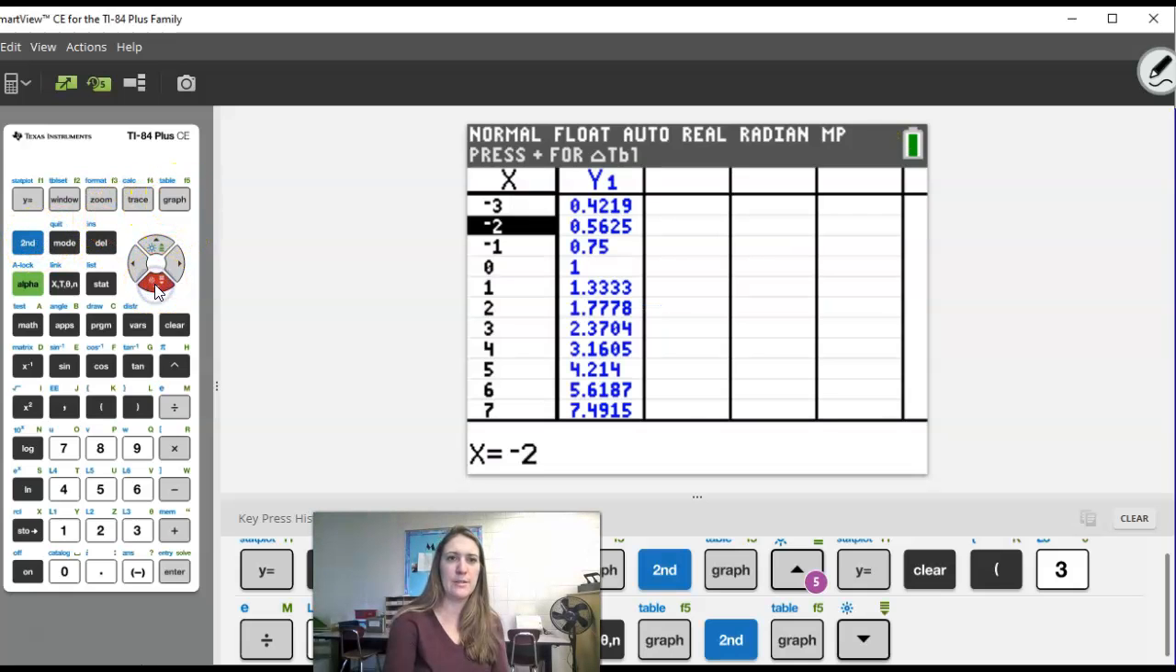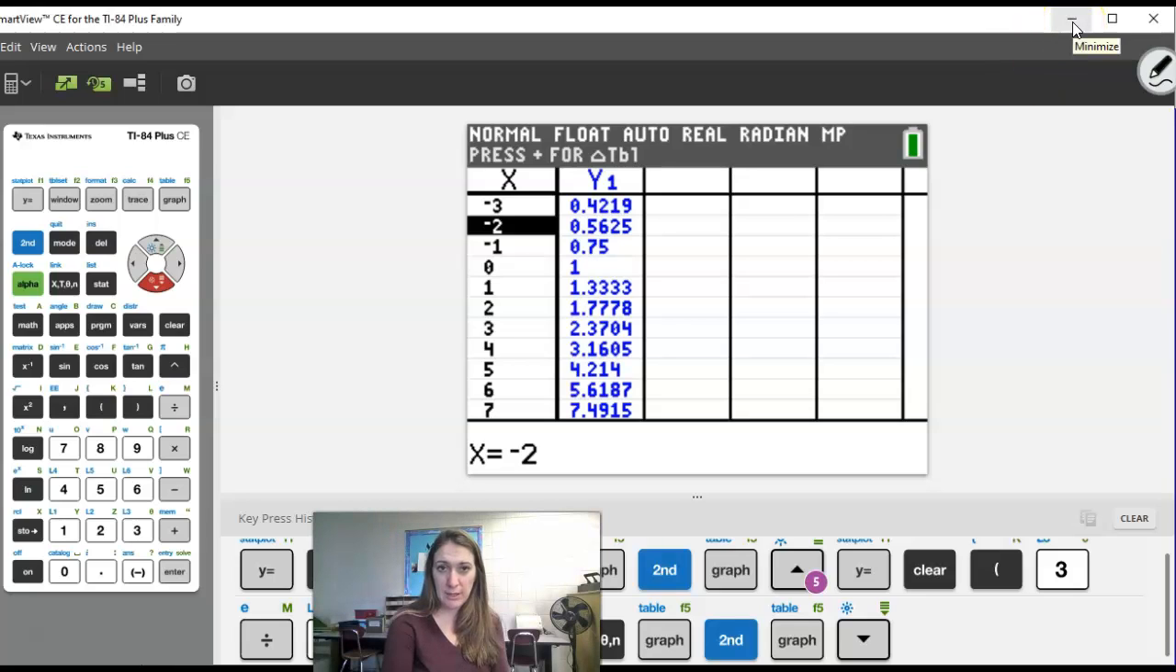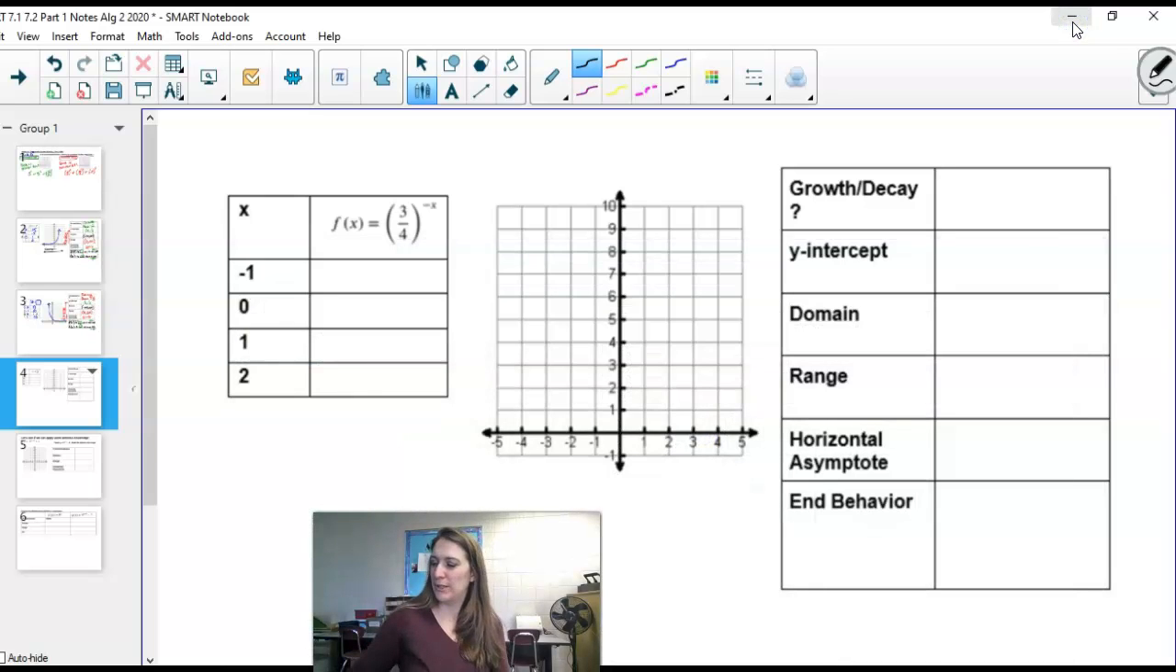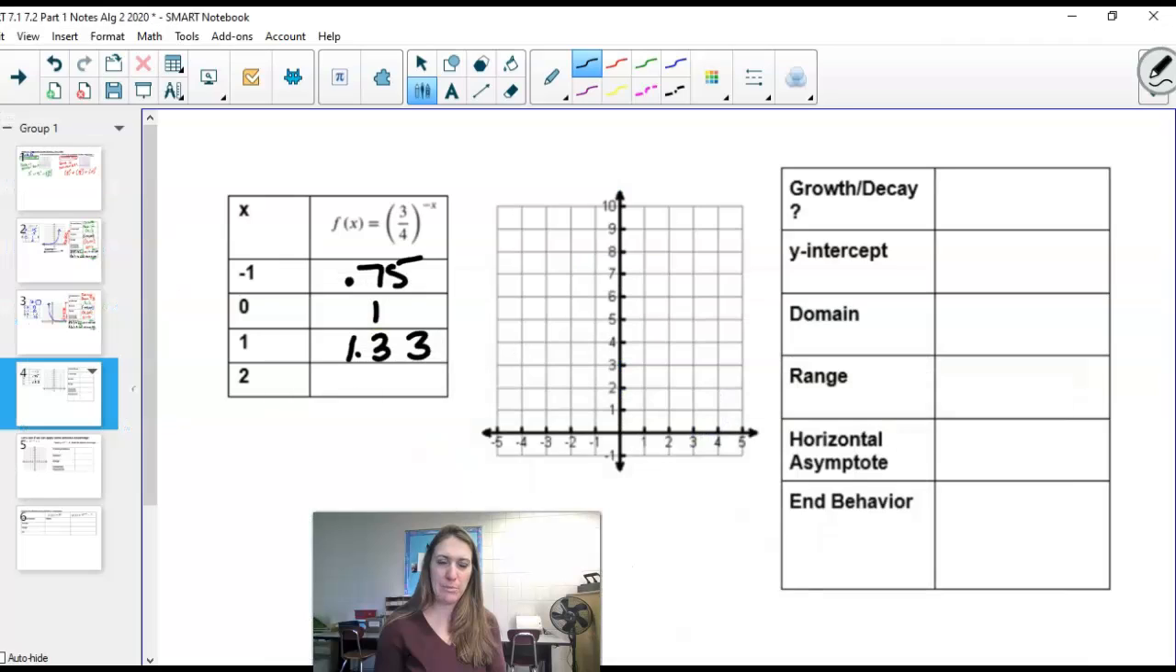Well, for now, let's grab some points. I'm going to grab those same ordered pairs, -2, -1, 0, and 1. Like, I'm going to remember this. All right, 0.56, 0.75. Oh, boy. Maybe I'll remember. Oh, no, I'm not going to pull those ordered pairs because they told me to choose -1, which was 0.75. 0 would be a 1, of course. 1 would be a 1.3 repeating. And that last one, I always forget. It's 1.7 something. Yeah, 1.78.